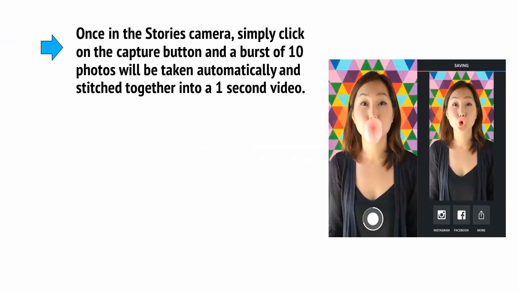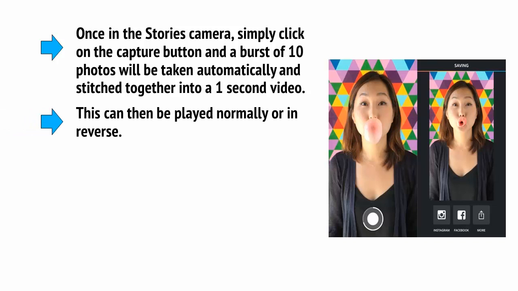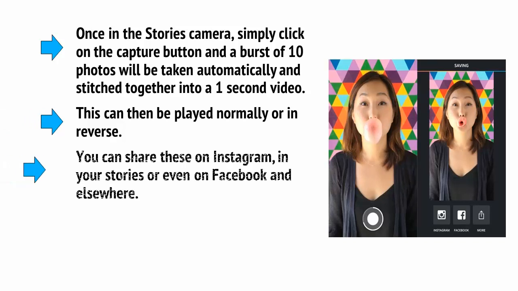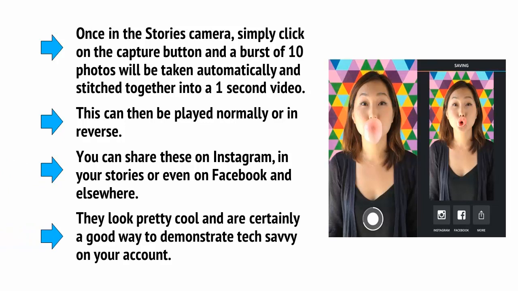Once in the Stories camera, simply click on the capture button and a burst of 10 photos will be taken automatically and stitched together in a 1-second video. This can then be played normally or in reverse. You can share these on Instagram, in your stories, or even on Facebook and elsewhere. They look pretty cool and are certainly a good way to demonstrate tech savvy on your account.